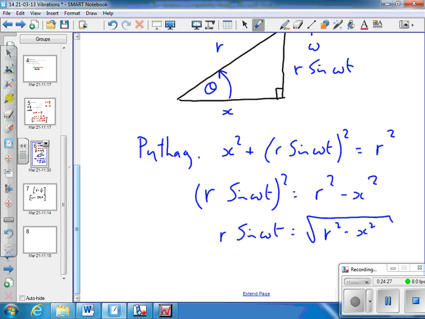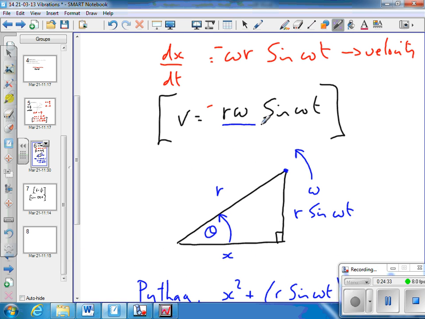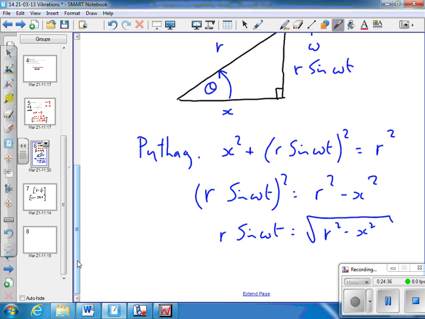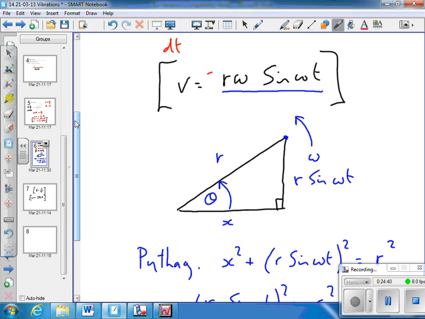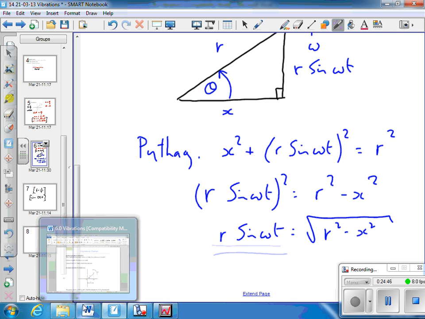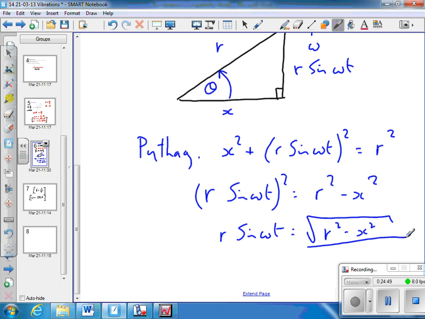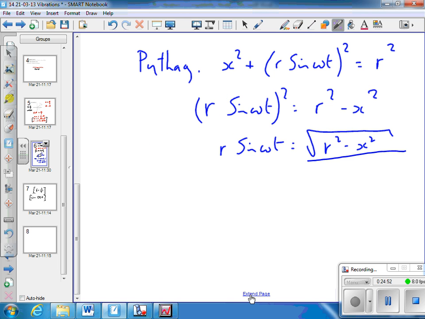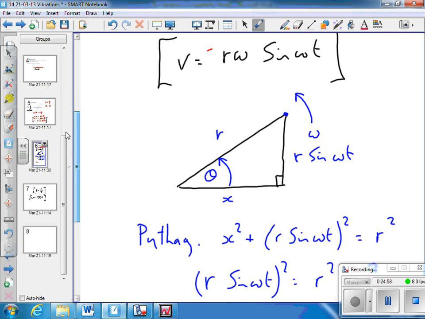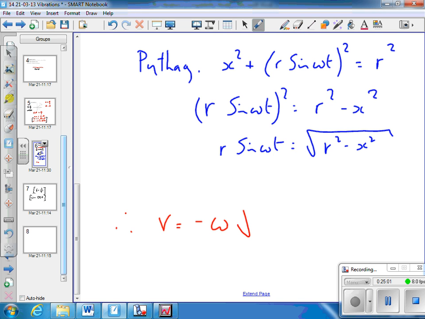And we do that because if we look at the formula we've just written down, we can see that r sine omega t is inside that formula. So we can replace r sine omega t with the square root of r squared minus x squared, and come up with another useful formula. So therefore, velocity equals minus omega times the square root of r squared minus x squared. And that's another useful formula. So if you're looking at your notes, you might just want to put a square bracket round it.